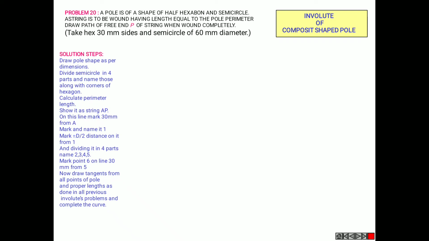A string is to be wound having length equal to the pole perimeter. Draw the path of free end P of string when wound completely. Take hexagon of side 30 mm and semicircle of 60 mm diameter. Now there are some solving steps involved in it.